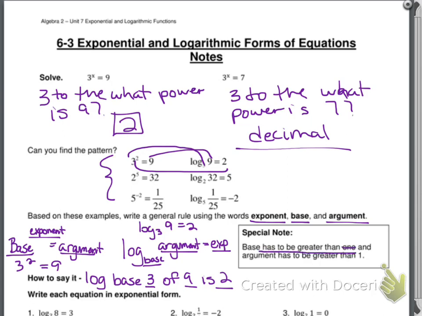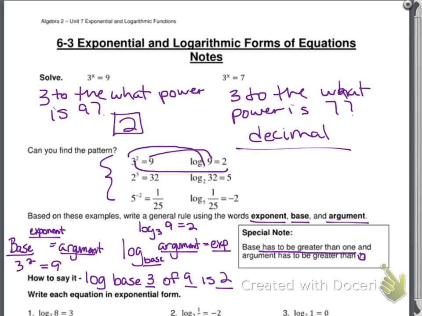Oh, I'm sorry, that should say 0. No, I was right. The base always has to be greater than 1, and the argument has to be greater than 0. That should be a 0. Okay, so the base has to be greater than 1, and the argument has to be greater than 0. And it always is. Exponent's the only thing that can be negative.